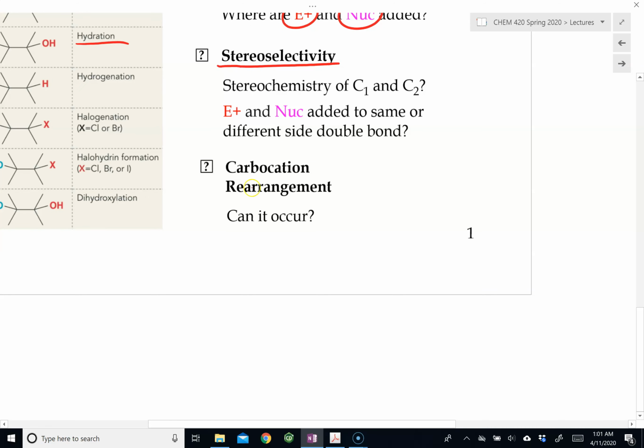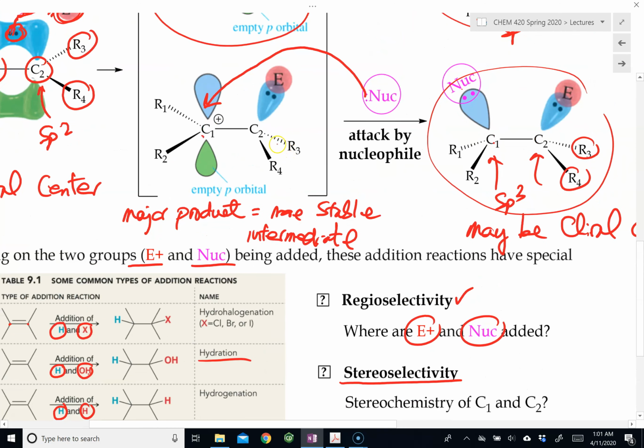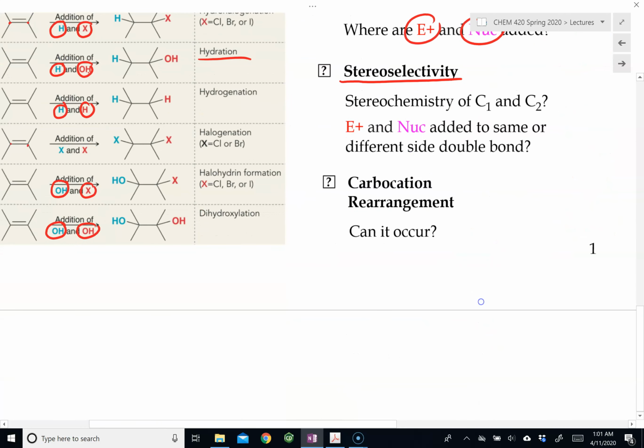And the third factor would then be the carbocation rearrangement, because we can see that in addition reaction, we do form a carbocation intermediate. So is it possible that this carbocation will undergo rearrangement? That will be another aspect for us to consider as well.